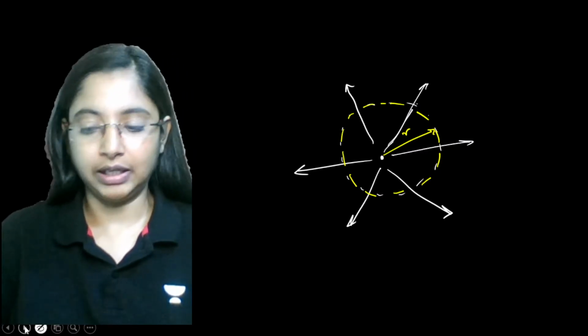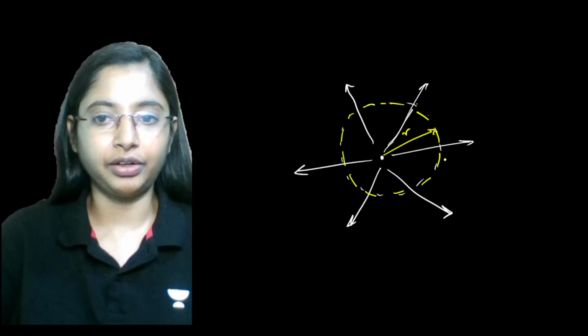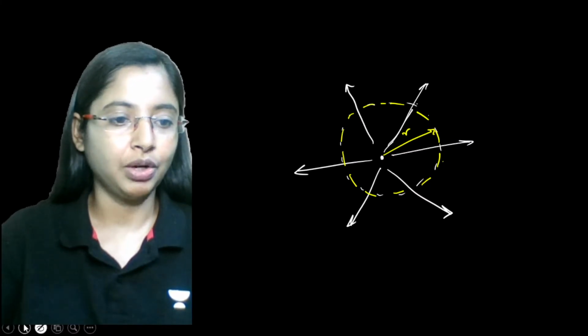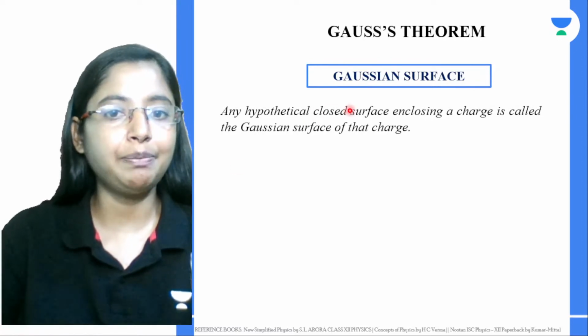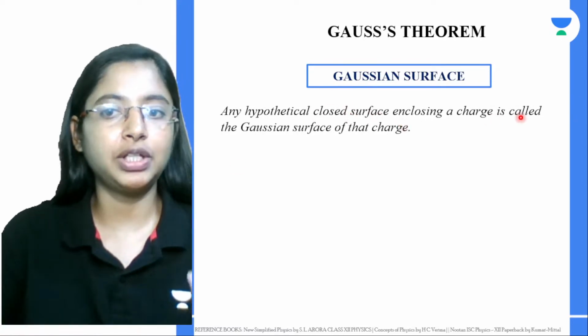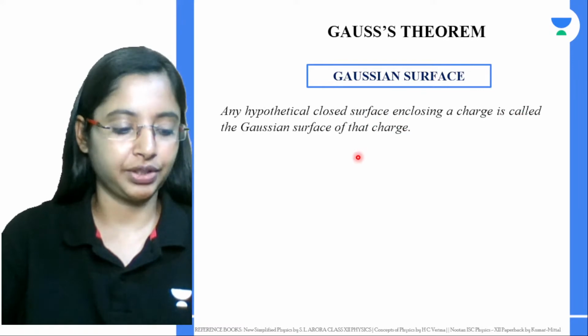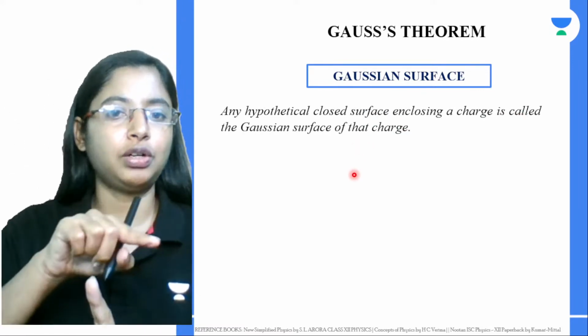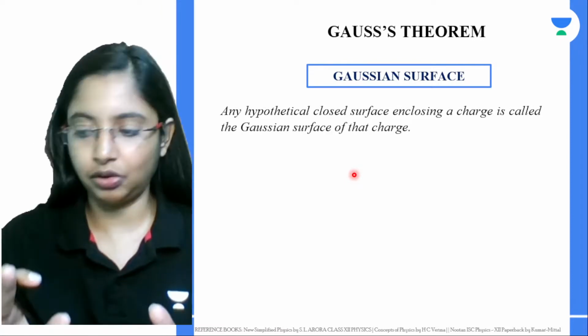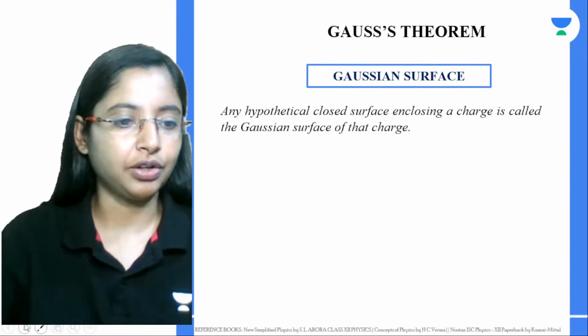A spherical Gaussian surface. This is what you are considering, a spherical Gaussian surface. Now, what is a Gaussian surface? This Gaussian surface is nothing but a hypothetical closed surface enclosing a charge. It is called the Gaussian surface of that particular charge. However many charges are there around the charge, if you draw a hypothetical closed surface, then that is called your Gaussian surface.